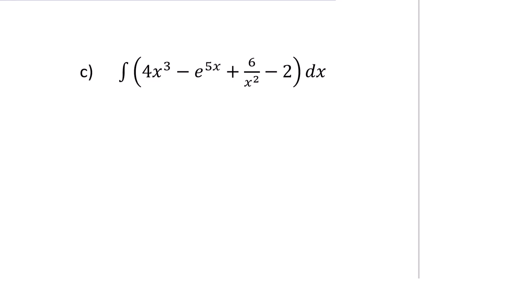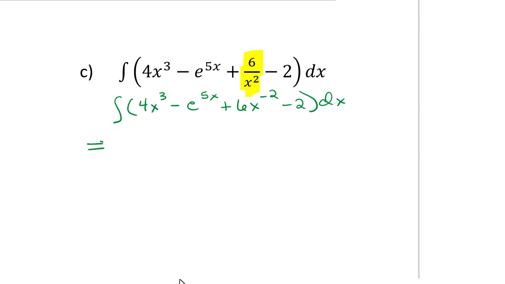Now part C, it looks like we can start taking the integral right away, except for this guy here. We might need to rewrite it. So we're not going to take the integral yet. So we're going to leave that integration sign. 4x cubed minus e to the 5x. And we're going to rewrite this as plus 6x to the negative 2 minus 2 dx. Notice it's all in parentheses. And that's to show that we are taking the integral of that entire polynomial with respect to x. Otherwise, if there was no parentheses, we would just be taking the integral of that first term.